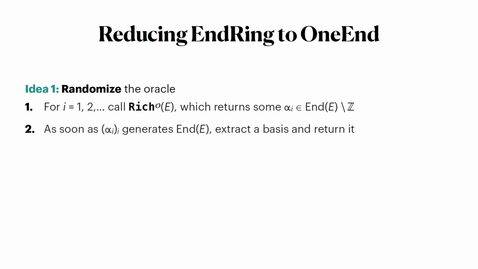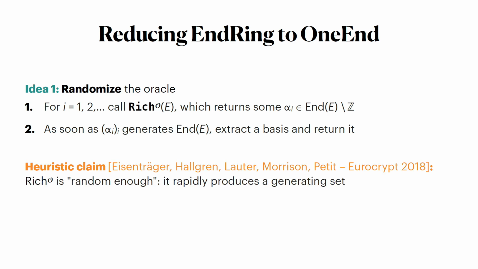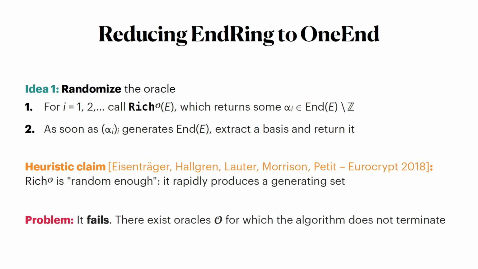So here's the algorithm again, but we replace the original oracle with this richer one, and we hope that now it's random enough. And that's basically the heuristic claim in that 2018 paper. Now with this randomized oracle, everything goes well, we hope. It eventually produces a generating set. The problem is, not only can we not prove it's true, it actually fails. There exist oracles for which this algorithm never terminates. So we need another idea.